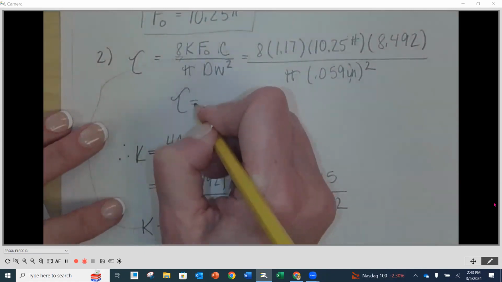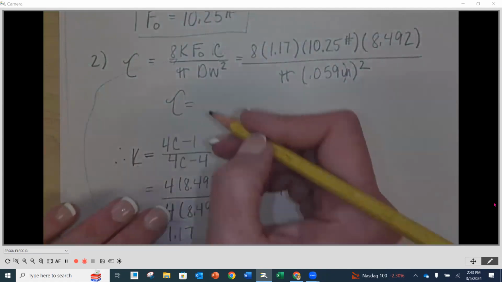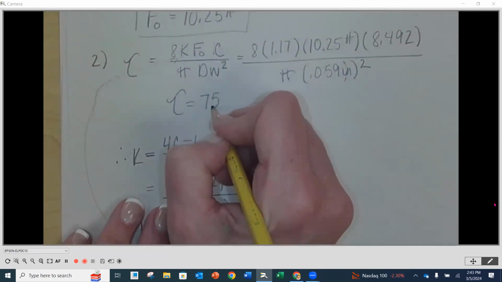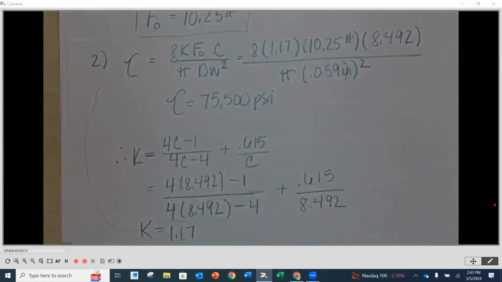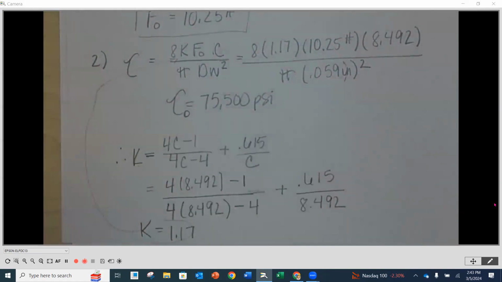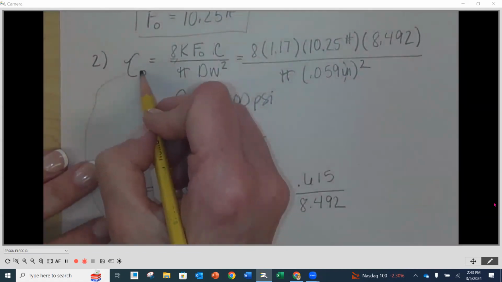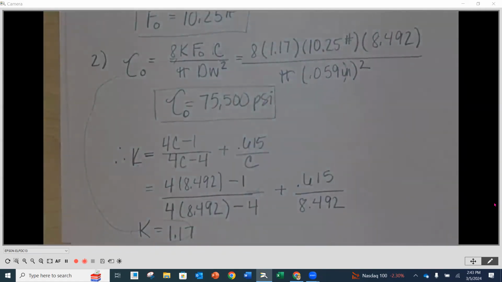So tau then, our shear stress, should be 75,500, and you can write PSI here. You don't have to put pounds per square inch. And I'm going to call it O, that's going to be like our operating shear stress, which goes along with the operating length and the operating force, right? Operating shear stress.